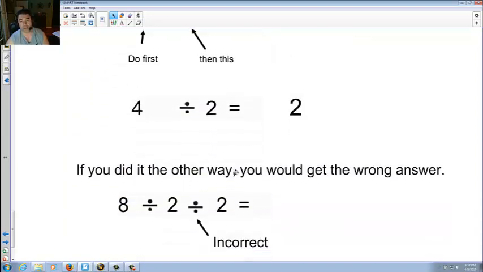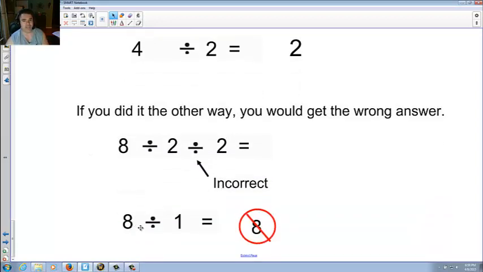If you did it the other way, notice how I get the wrong answer. Had I taken the second pair, which is 2 divided by 2, I get 1. And then 8 divided by 1 would equal 8, which is not what we're looking for.